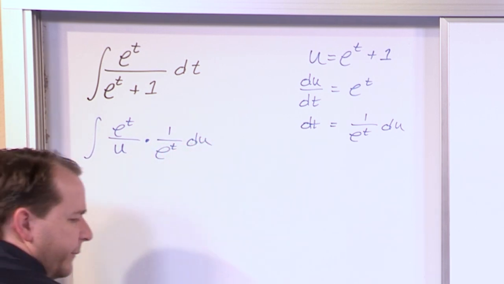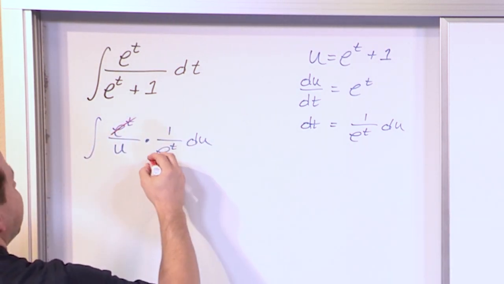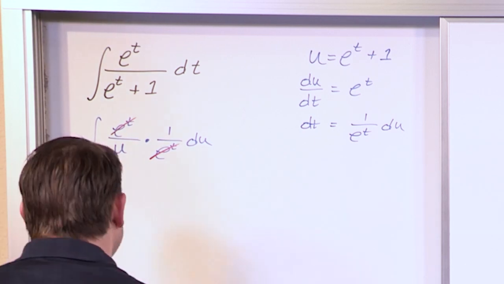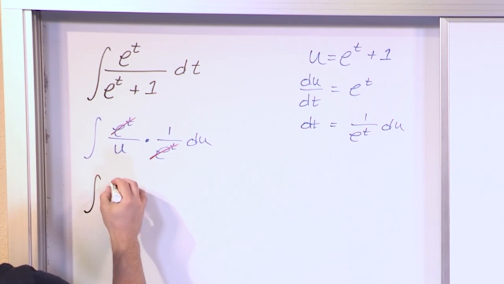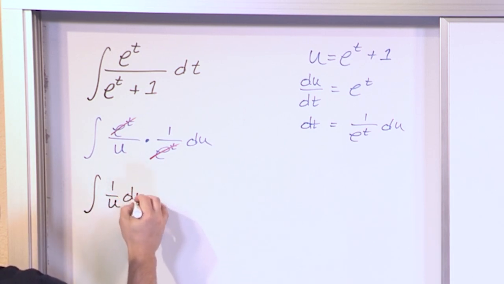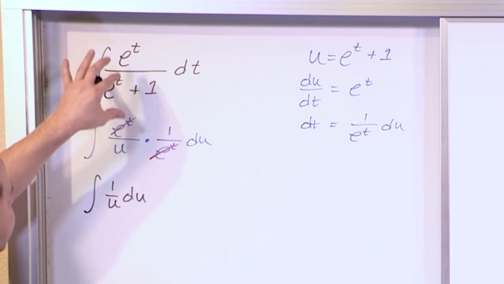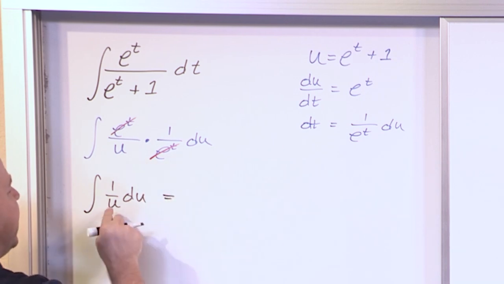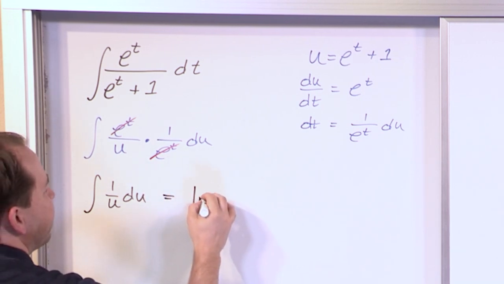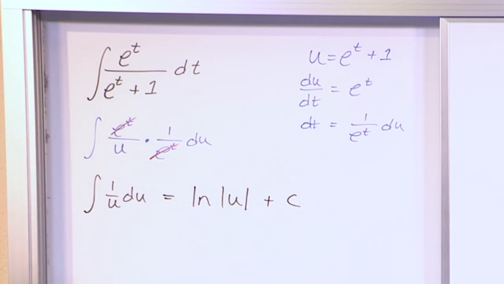After we did our substitution, we see that the e to the t on top cancels with the e to the t on the bottom, which is exactly what we wanted to be left with. And so finally what we're left with is 1 over u, du. And we know how to integrate this. So we have successfully not only simplified the integral, but canceled all the extra terms. The integral of 1 over u is simply the natural log of the absolute value of u, plus a constant.